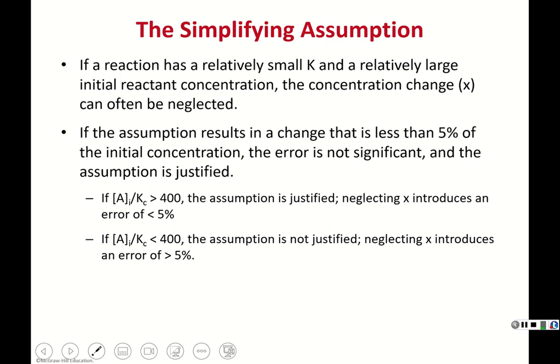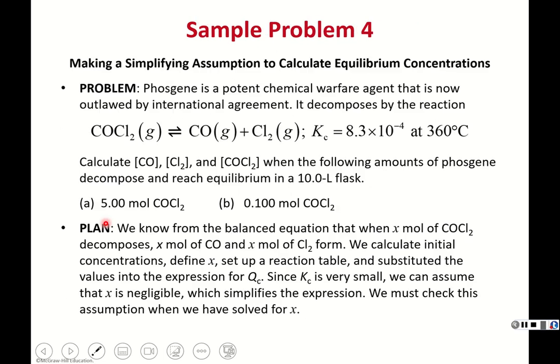If the assumption results in a change that's less than 5% of the initial concentration, we consider this as not significant, and then the assumption is justified. And it gives you ways to calculate that, I guess you could say, down here. So we're going to go through a problem using this assumption.